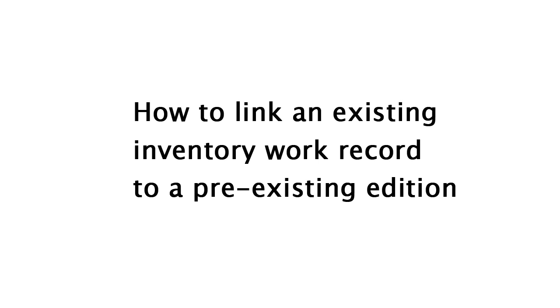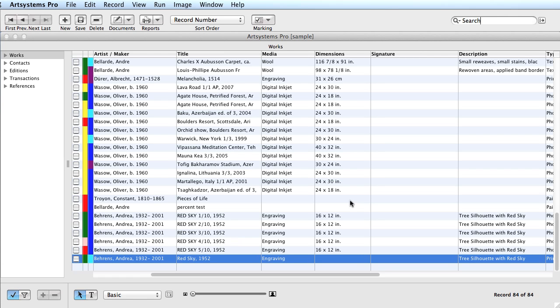How to link an existing inventory work to a pre-existing edition record. This is a big question that is asked quite frequently. The process is very simple. If you already have a work entered into your database and need to link it to an existing edition record, the first step is to open the Works module and have the work record displayed in Detail View.